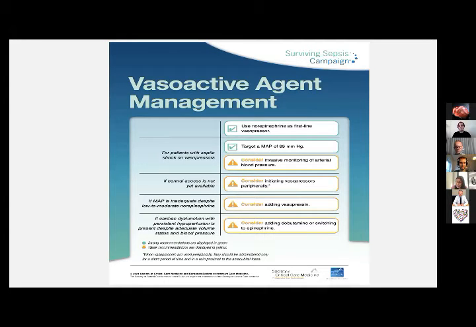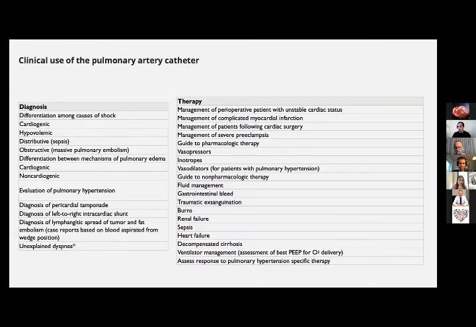They do say consider invasive monitoring of arterial blood pressure. So you can put in an arterial line to measure that. They do say consider initiating vasopressors peripherally. You can consider adding vasopressin if the patient is already on low to moderate norepinephrine and is not responding appropriately. And then you can add dobutamine or switch to epinephrine if there is cardiac dysfunction with persistent hypoperfusion despite adequate volume status and blood pressure.